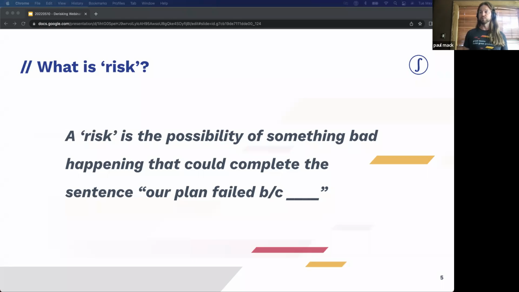In software development, often we see big risks related to things like technical assumptions or dependencies, particularly the first time we're building a new architecture, a language or a framework.